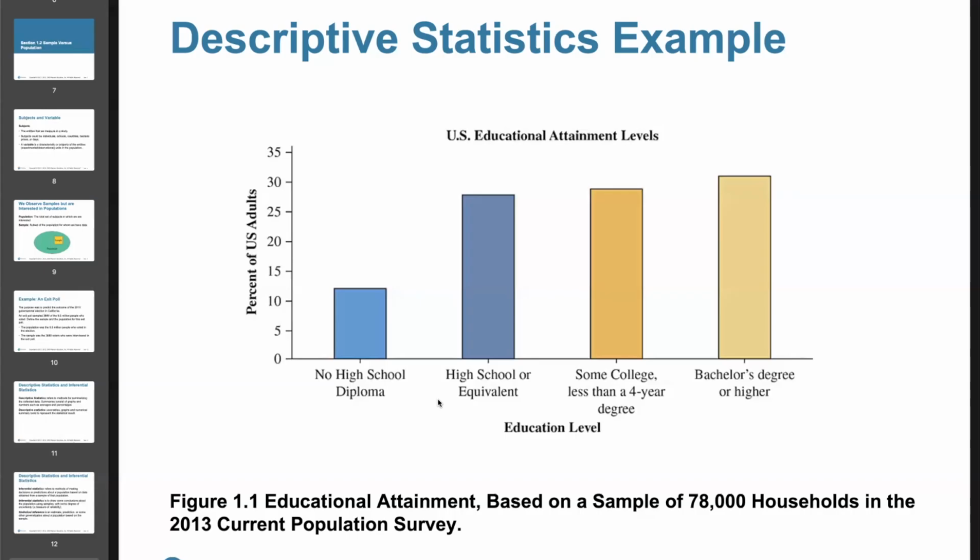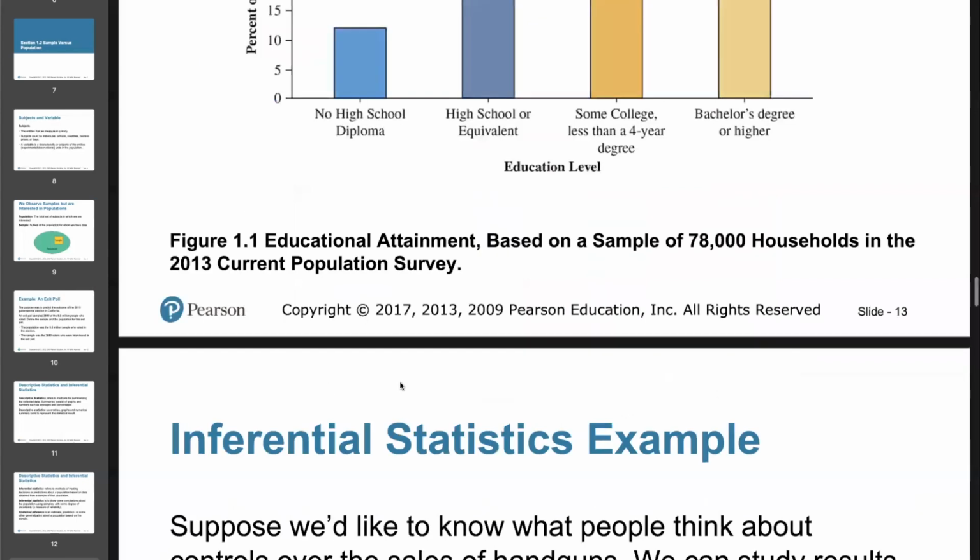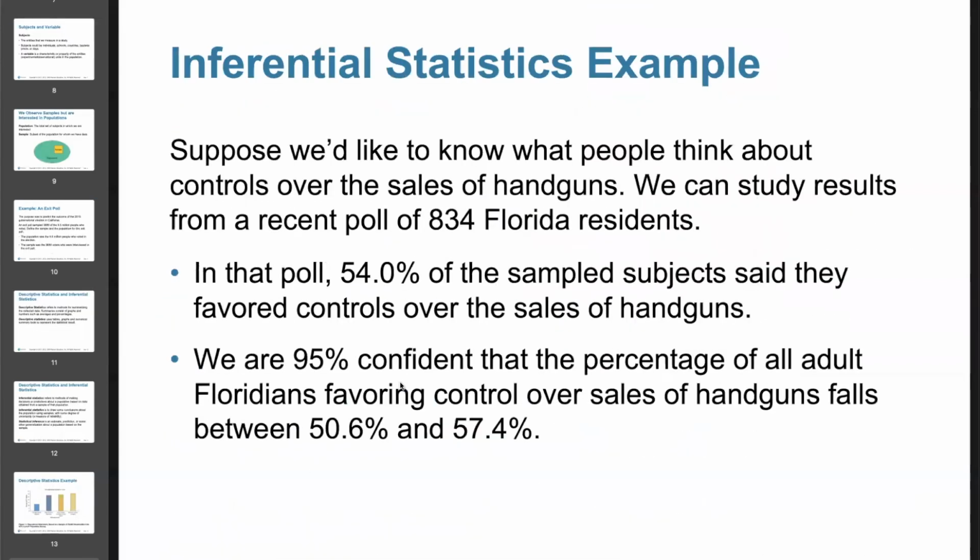So as you can see from this graph, we summarized 78,000 households in the 2013 Current Population Survey about educational attainment levels. All these households, we summarize them in just this simple graph. So this is an example of descriptive statistics. Of course, I will show you how to construct a bar chart, pie chart, or any other charts by Excel in the upcoming chapters.